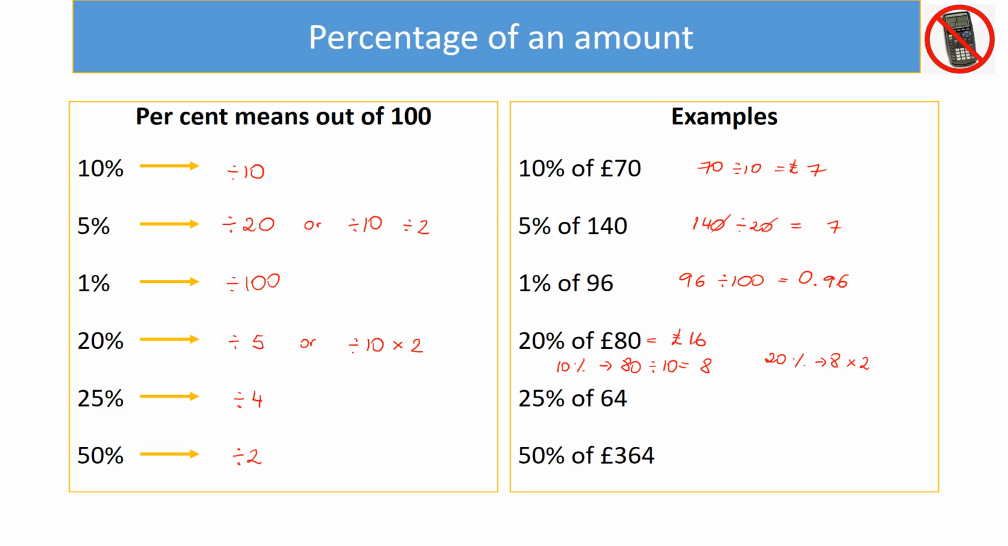Then to work out 25% of 64, you know that you need to divide 64 by 4. Okay, so 64 divided by 4 is 16. And then for the last one, you need to find 50% of 364. Okay, now remember that 50% is simply a half, and that's £182.